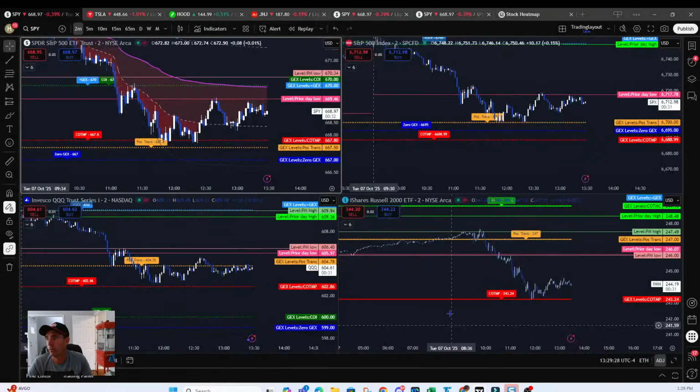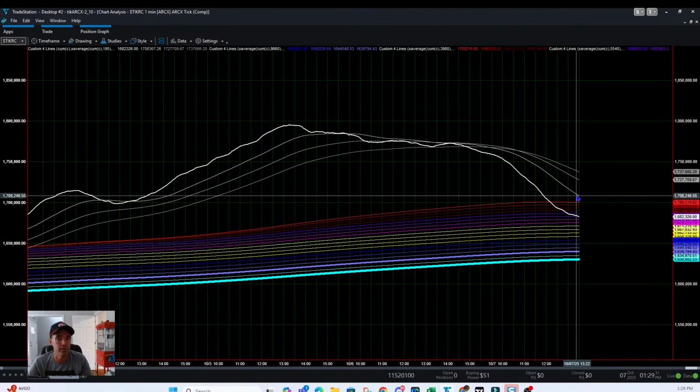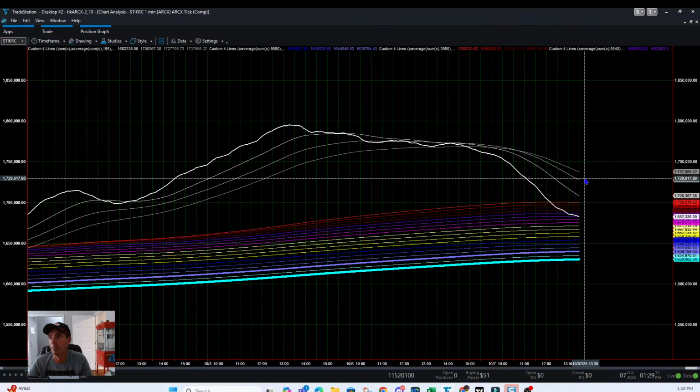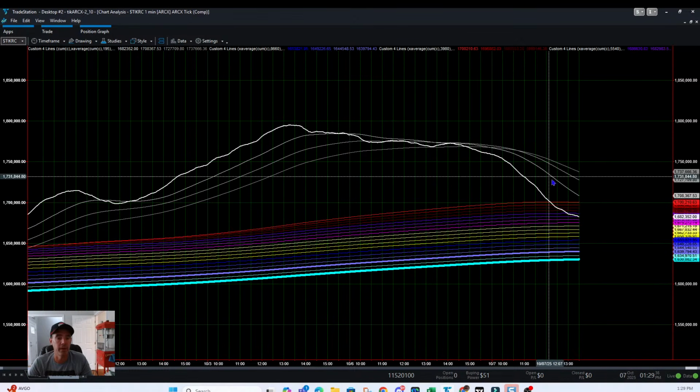But as of now, weakness creeping in via the market trend model. So we'll continue to watch this. Need to see that move back above the shorter term moving averages as well as the railroad tracks.